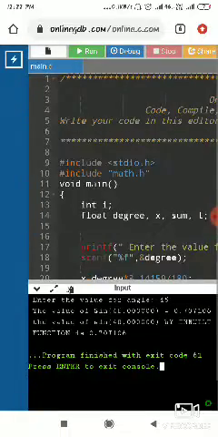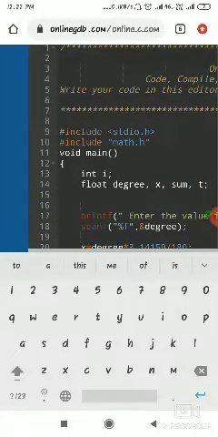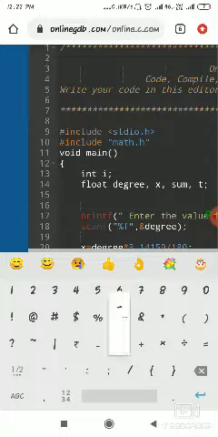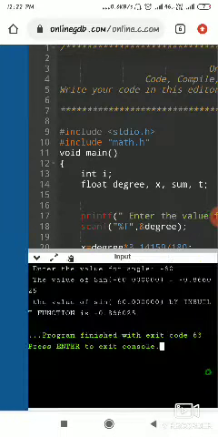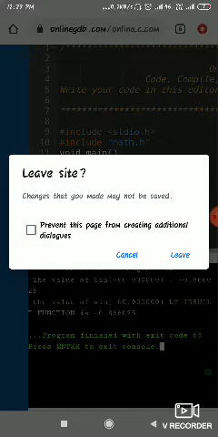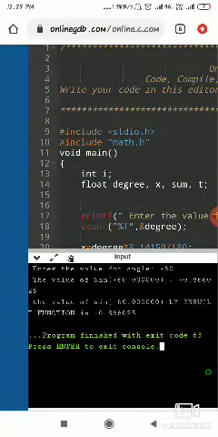And generally the angles can be negative, right? So let us go ahead with a negative value also, maybe minus 60. Okay, so let's see how it comes. You can see both answers are correct. So this is how the program should be.